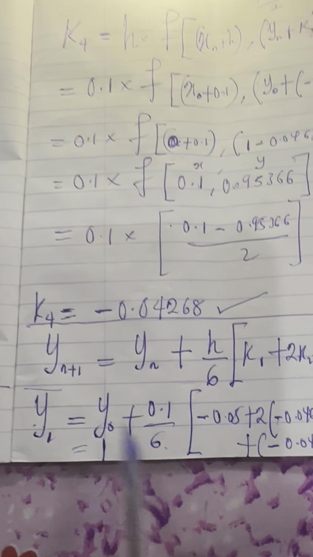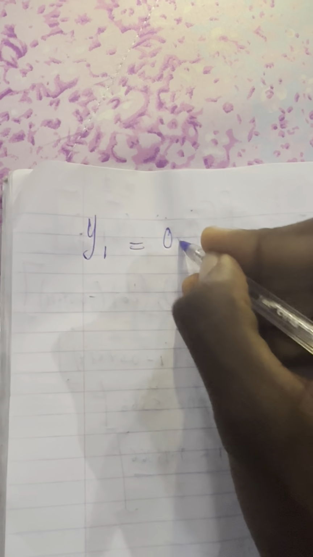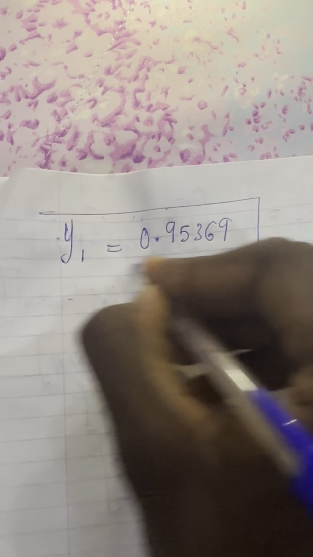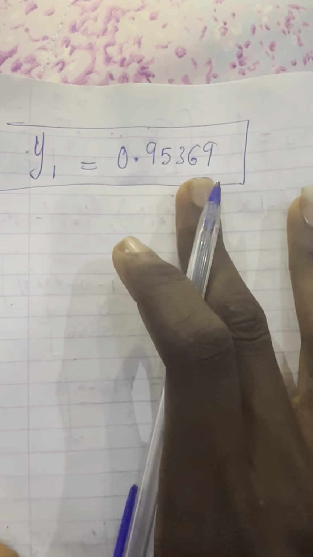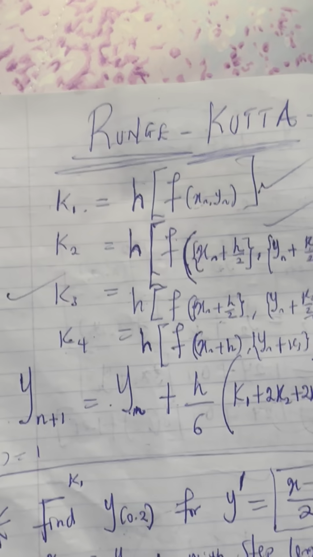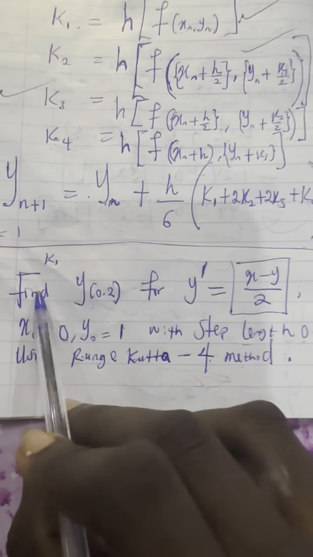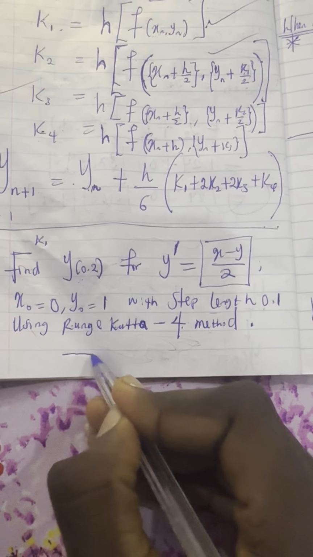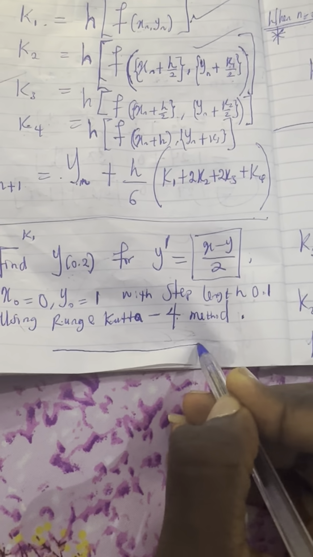When you press everything on calculator, the result y1 will give us 0.95369. This is all you get. This is my first answer. Remember that I missed something from the beginning. I always told you, before you start at all, if you are given a question like this, step length is 0.1, I did not ask you to look for 0.2. I asked you to indicate this one first before you start at all.